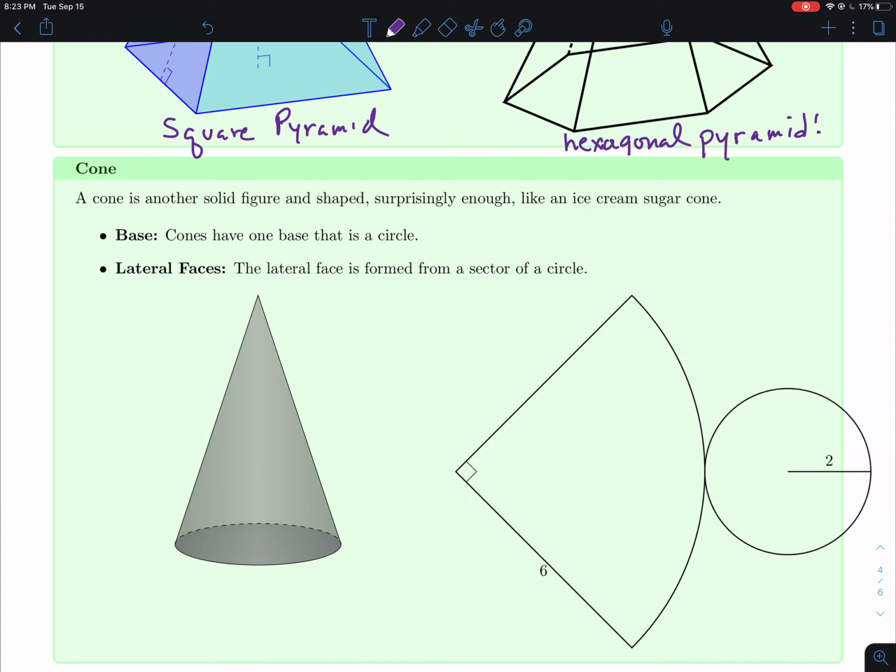And similar to the pyramid is our cone. If you think back to an ice cream sugar cone, that's exactly what we're talking about in this case. And again, same idea is true. There's going to be a single base, but the base is going to be a circle.